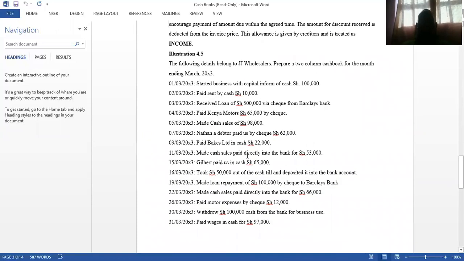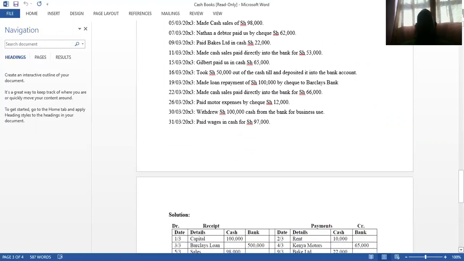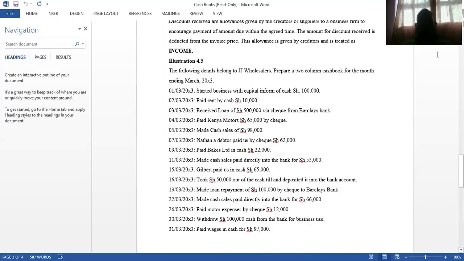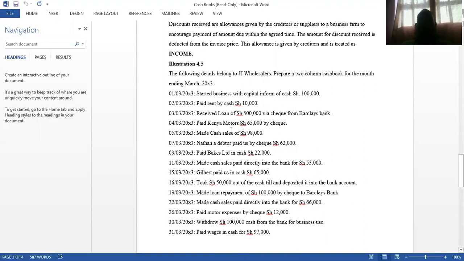Then the next transaction is that paid rent, 10,000. Once you pay rent, it's a payment. So you'll find that it is going to appear here on the payment side, rent of 10,000, and it's in form of cash. So you look at the form of payment or the form of receipt. If it is check, you put it in the bank. If it is cash, you put it in the column of the cash. The next transaction is that received a loan of 500 via check from Barclays.